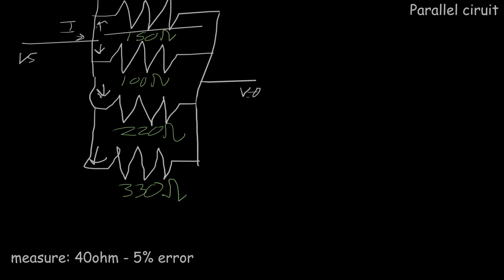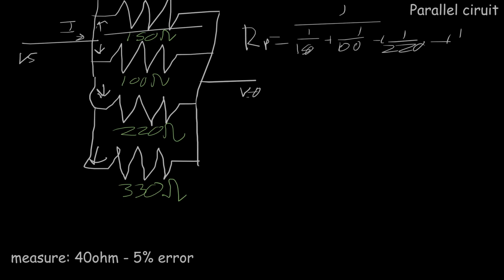So you know the voltage, and now you need to find the equivalent resistance of this parallel circuit. To do that, you have to start with 1 over, and then you're going to do 1 over 150, 1 over 100, plus 1 over 220, plus 1 over 330. So this will give you your equivalent resistance.